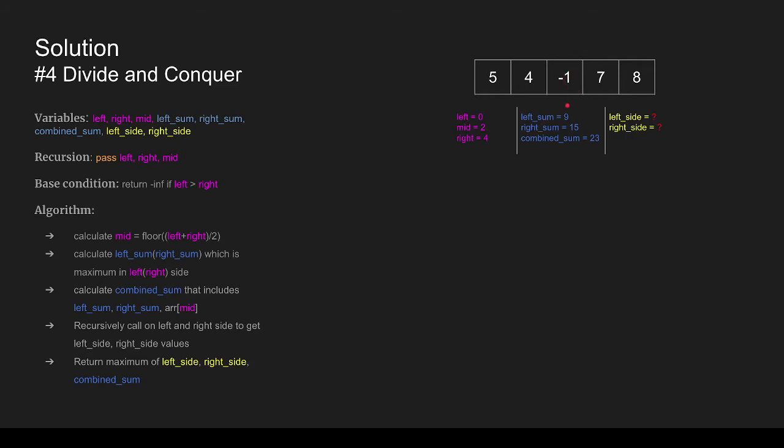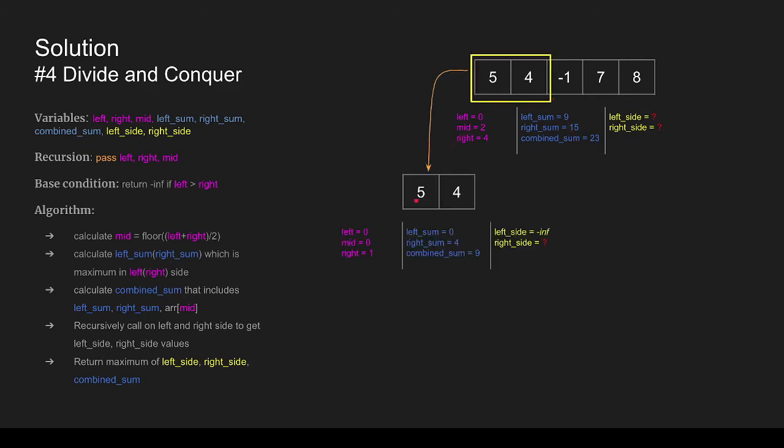Then we calculate the maximum sum that we can achieve on the left side, that is 5 plus 4, 9, because the 4 element is involved here. And the right sum is basically 7 and 8, 15, because that is the maximum you can get. And the combined sum becomes 9 plus 15 plus -1, which equals 23. That becomes the value of the combined sum. Then we go for the left side.